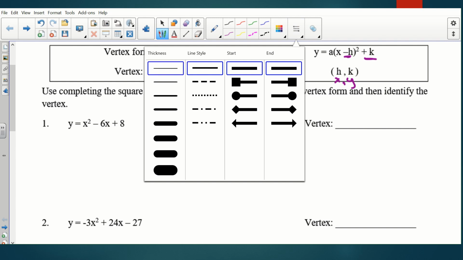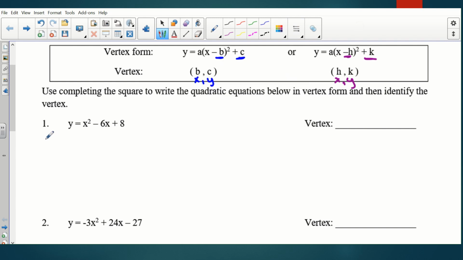So if I'm looking at question one, I'm going to start by rewriting this. I'm going to say y equals, and I'm going to put in parentheses, just like we did yesterday, the x squared and the minus 6x. And then I'm going to say plus blank. Now that blank, again, remember, is a value that we're going to fill in that's going to make what's inside my parentheses a perfect square trinomial.